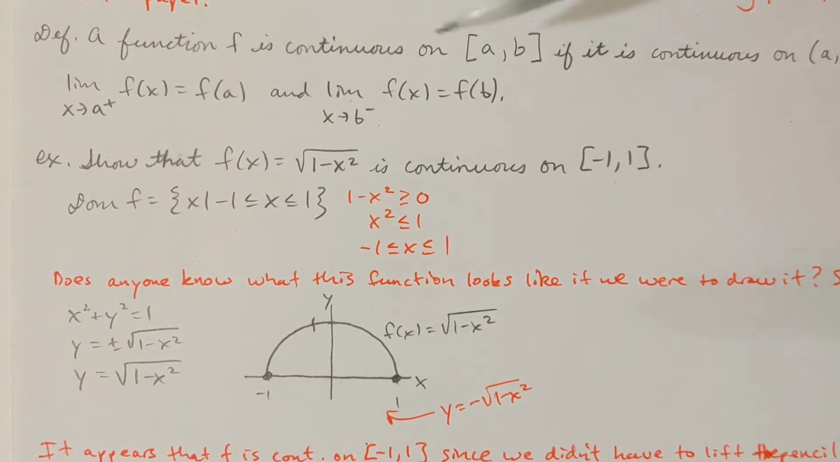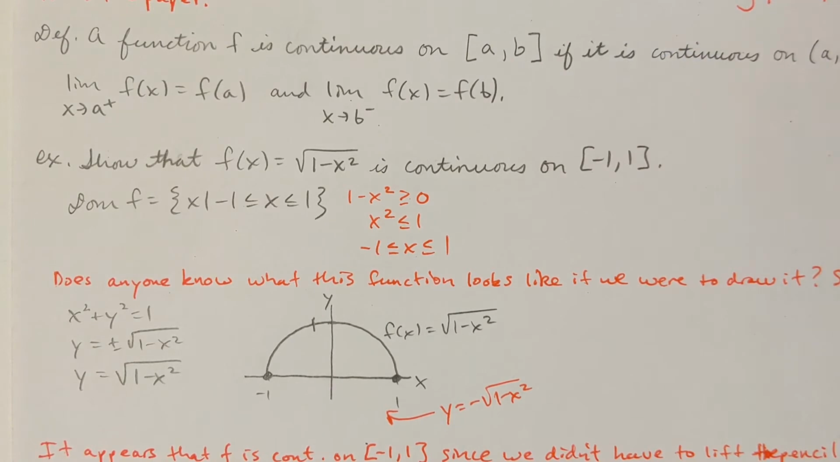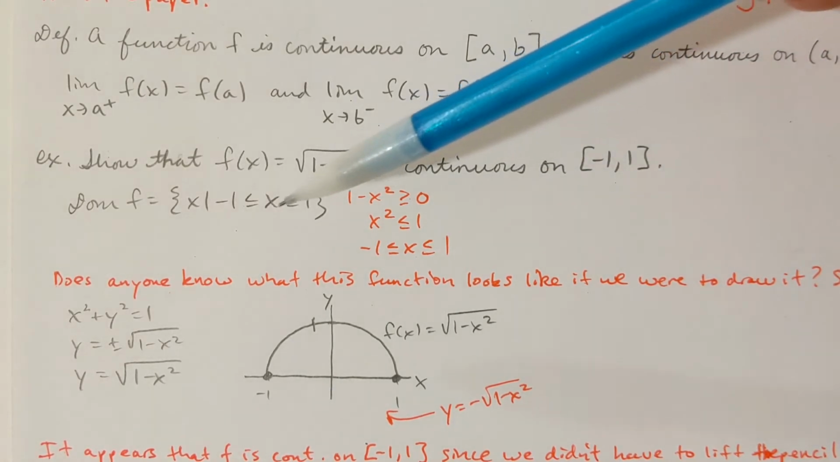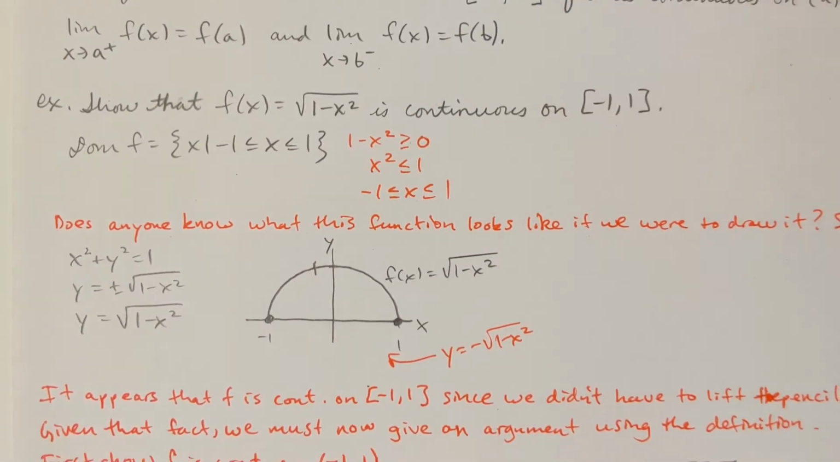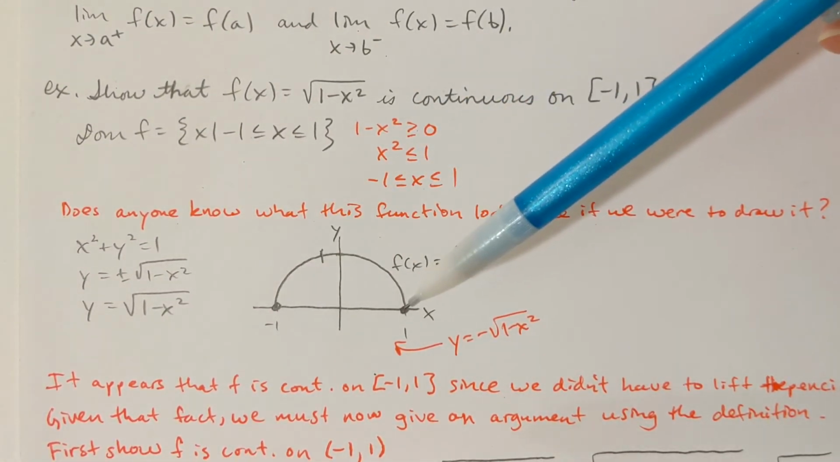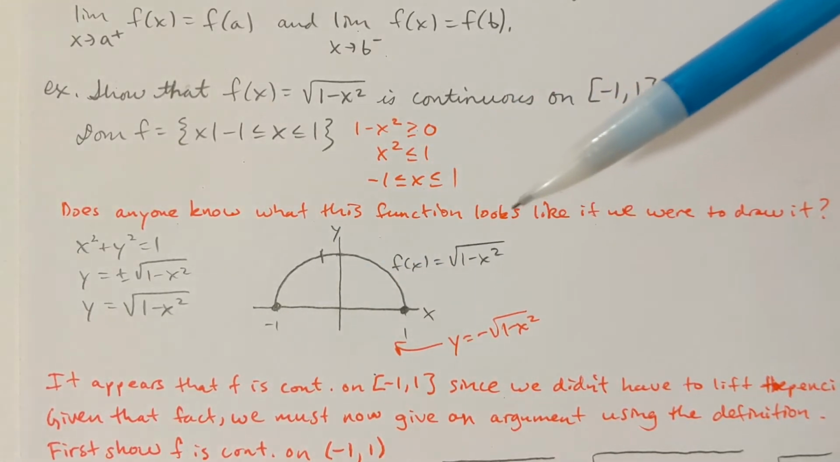So ultimately in this problem, we want to show that the function is continuous on its domain. Okay, does anybody know what this function looks like if we were to draw it? Yes, this should be a circle, or part of a circle, right? It's not going to be a complete circle because a complete circle would fail the vertical line test.